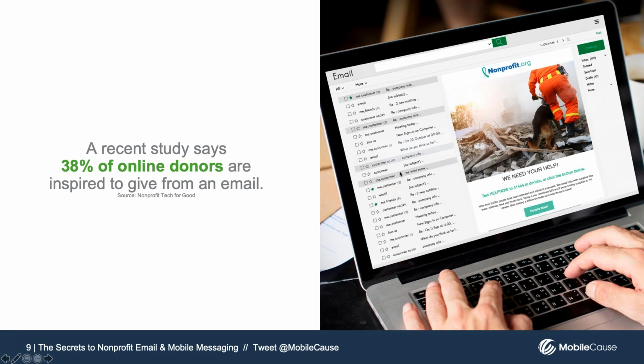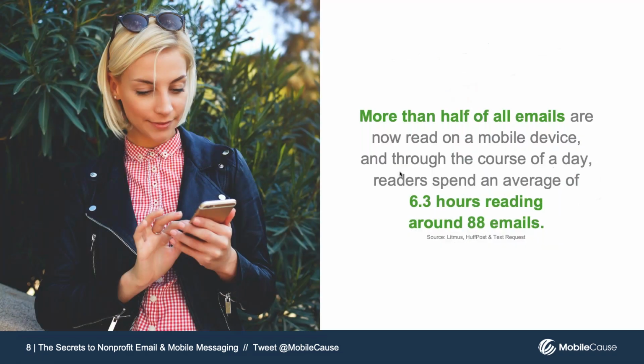More than half of all emails are now read on a mobile device, more than half. So if you are doing email marketing currently, more than half your list is going to be opening that email on the phone. On average, people spend 6.3 hours reading around 88 emails a day. Now that can be one of yours. And if you employ some of the strategies that I teach you today, you should see a higher result.